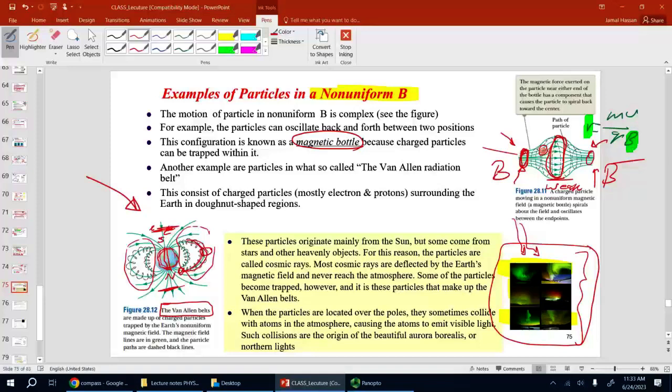Now, the reason why we don't see it here: first, the magnetic field is weaker. Second, we don't have too many of those particles penetrating. But in the north, they do, because if you look at the magnetic field, it goes kind of this way, right? So there is more chance for particles to get closer and penetrate the atmosphere, ionize the air, and then produce these beautiful colors.